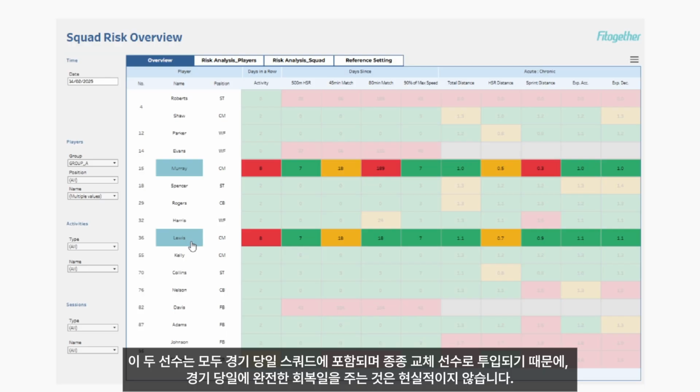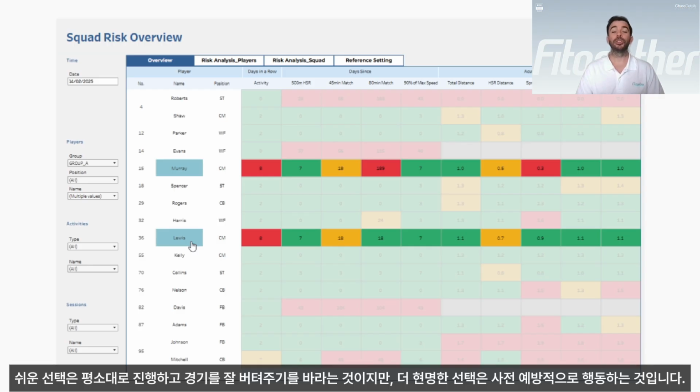These two are both part of the match day squad and often come on as substitutes. Giving them a full recovery day on the day of the game isn't realistic. The easy option is to carry on as normal and hope they get through the run of games, but the smarter option is to be proactive.